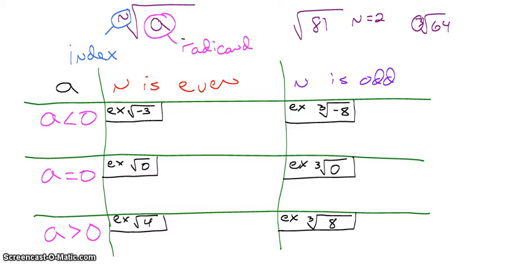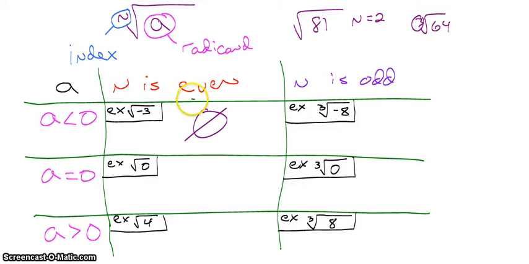So there's a couple different situations that could happen, depending on whether your index is even or odd. Let's take a look at if our index is even. If our index is even and our radicand is less than 0, for example, the square root of negative 3, we know that there are no real solutions for that. Nothing's going to give us that. The only thing that might give us that is imaginary numbers, but we want to deal with the real.